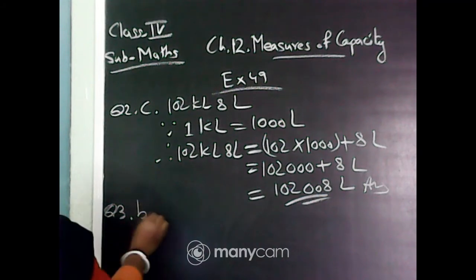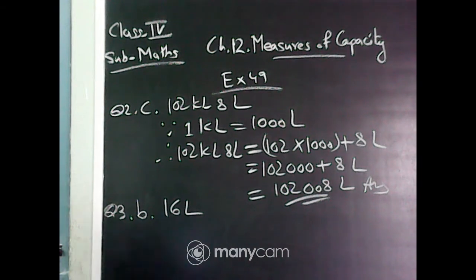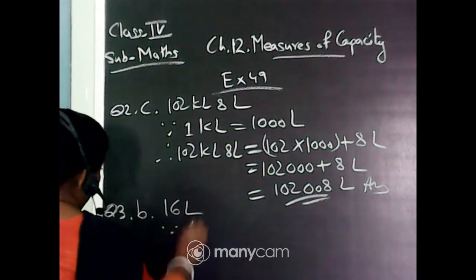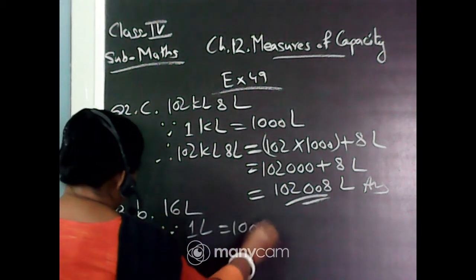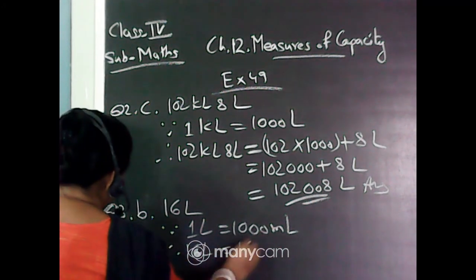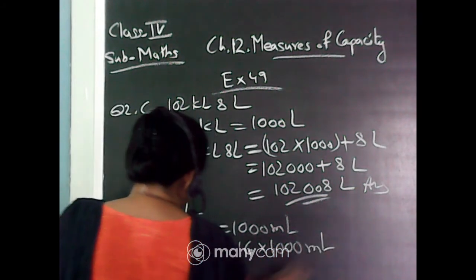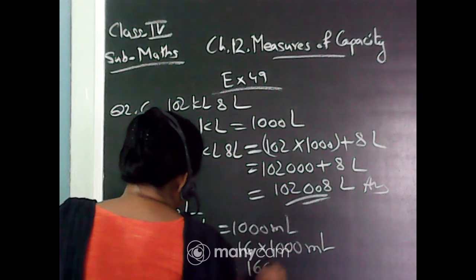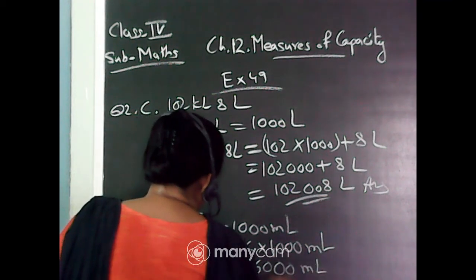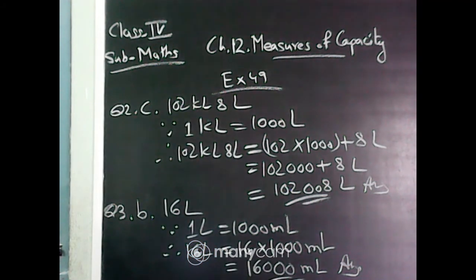Suppose number B, 16 liter is given. You have to convert in milliliters. So what you will write? Since 1 liter is equals to 1000 milliliter, therefore 16 liter is equals to 16 into 1000 milliliter. So the answer will be 16,000 milliliter, isn't it? Just you will multiply by 1000.